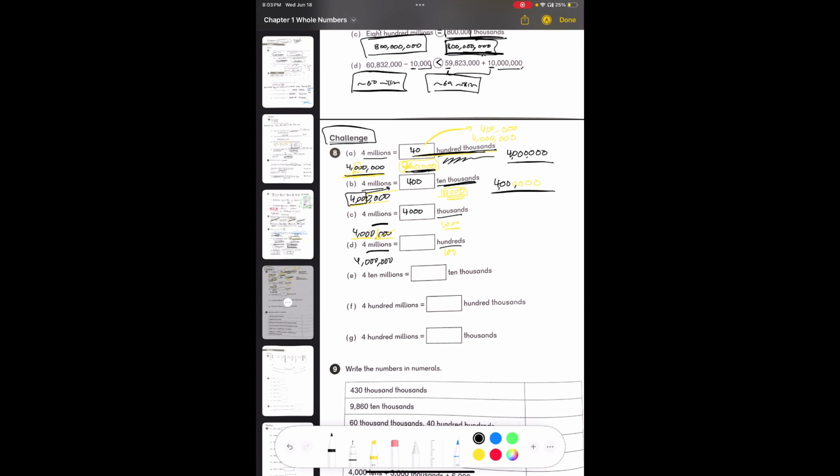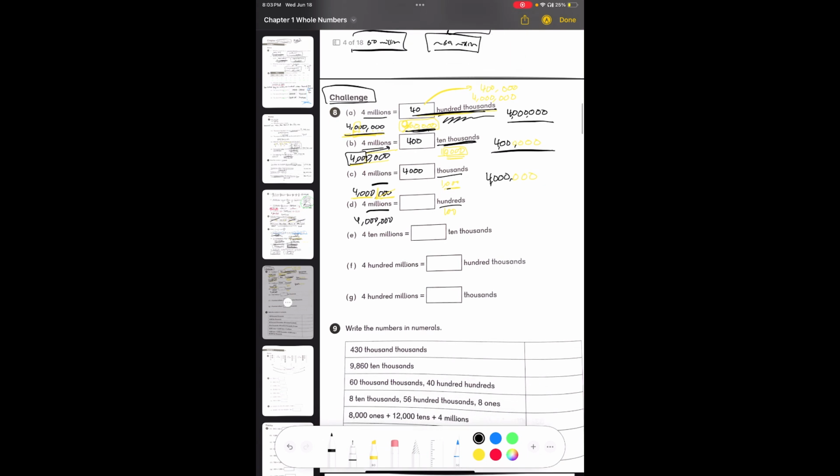How do you double check? Well, we write down 4,000. And all we're going to do is add these 3 zeros that we took off earlier. And that makes 4 million. So we're going to do the same thing with the hundreds. 2 zeros here, 2 zeros here, cut this off, 4 million.